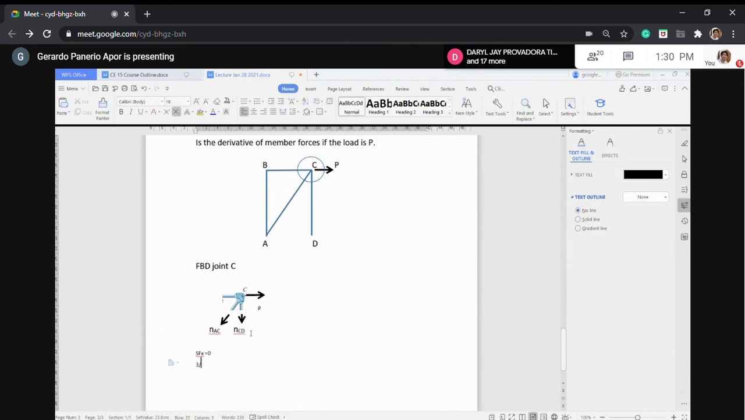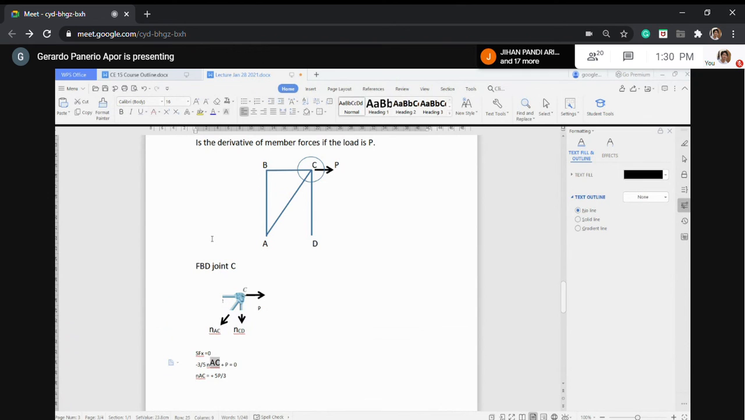minus 3 N EC over 5, plus P is equal to 0. Then we have N EC equals to positive 5P divided by 3. So 5P divided by 3, that's N EC. Okay, you have N EC there.